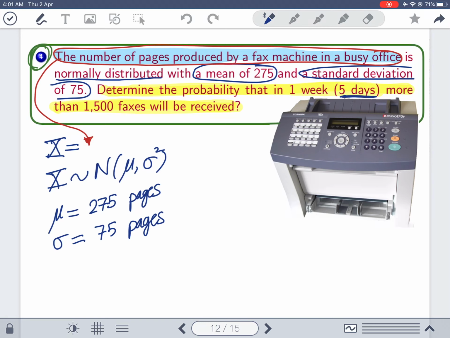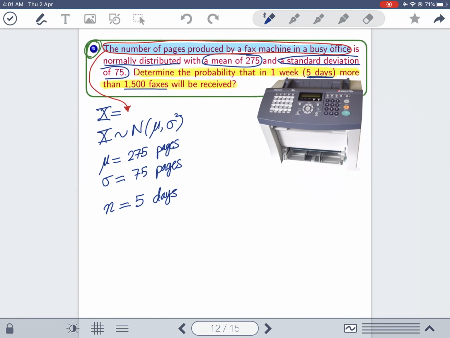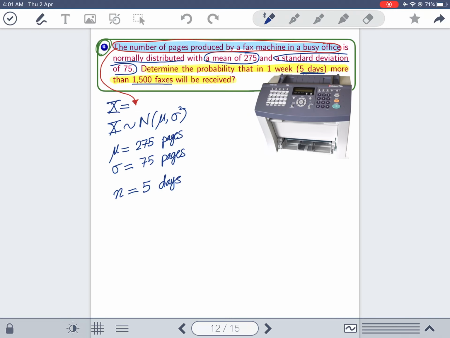So those 5 days are the ones that you're working in, and you want to find the probability that during those 5 days, so our sample size here is 5 days if you want. And we want the probability that we receive more than 1,500 faxes. This is in the 5 days. So we want in 5 days to receive 1,500 faxes or papers. Okay, but since it's a fax machine, you can say faxes. So per day, how many do you want?